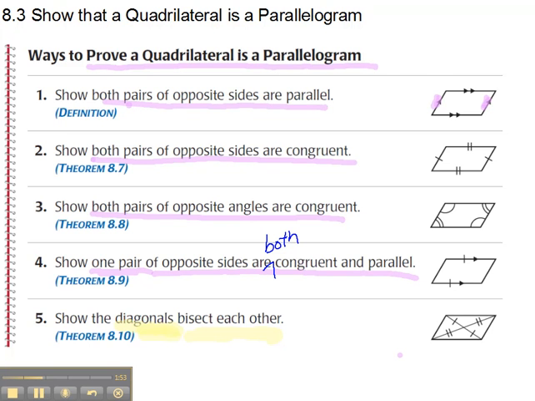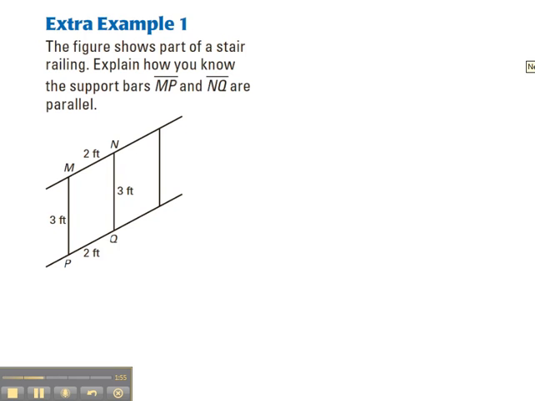Okay, so our first example is example 1. The figure shows part of a stair railing. Explain how you know that the support bars MP and NQ are parallel. Here is NQ and MP. These are the support bars.